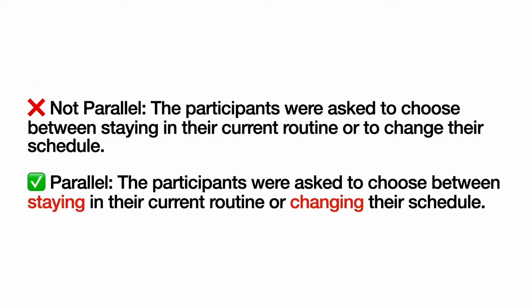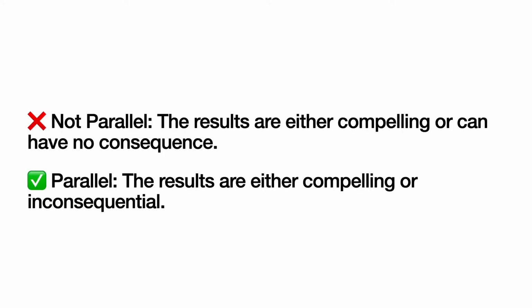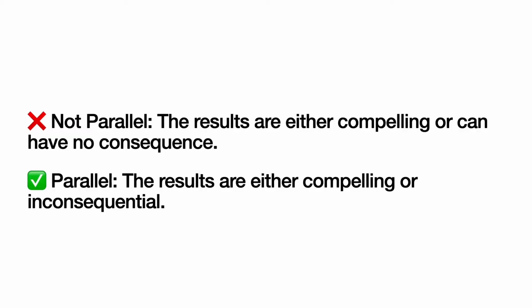Here's an example where staying and changing need to have the same construction instead of staying and to change. Here are examples with correlative conjunctions. It's not parallel when you say the results are either compelling or can have no consequence. You have to look at the words on either side of or. It's compelling on one side and can have no consequence on the other side. Something's not right. How do you fix it? Yes. So the results are either compelling or inconsequential. What you did is you turned the second part into one word, or an adjective, same as the first word.